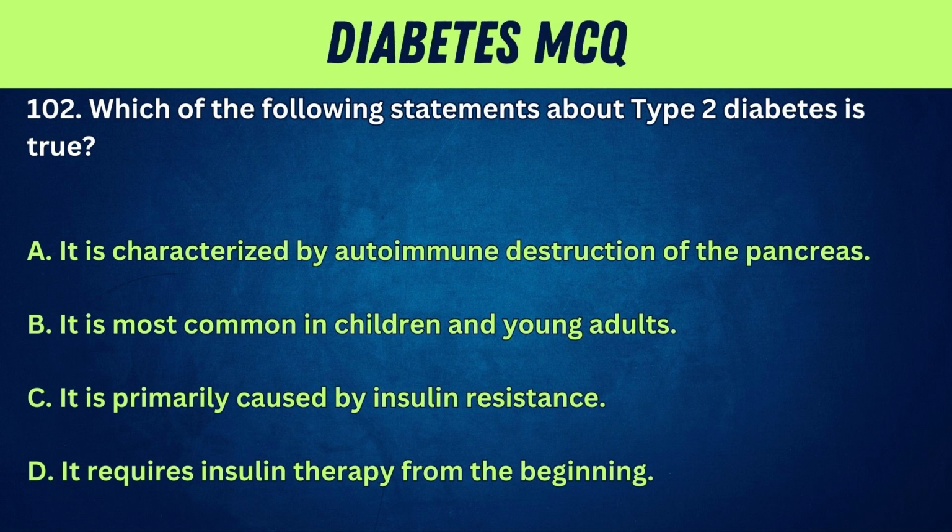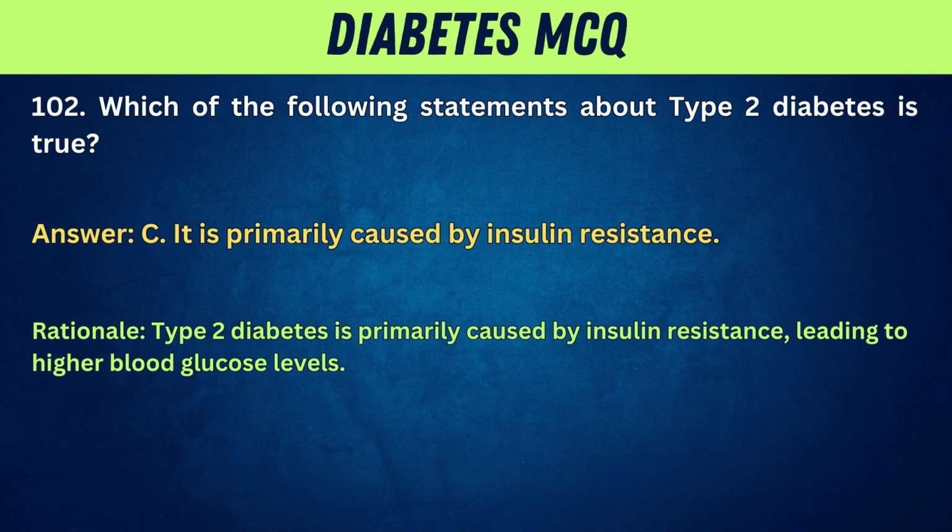102. Which of the following statements about type 2 diabetes is true? A. It is characterized by autoimmune destruction of the pancreas. B. It is most common in children and young adults. C. It is primarily caused by insulin resistance. D. It requires insulin therapy from the beginning. Answer. C. It is primarily caused by insulin resistance. Rationale. Type 2 diabetes is primarily caused by insulin resistance, leading to higher blood glucose levels.